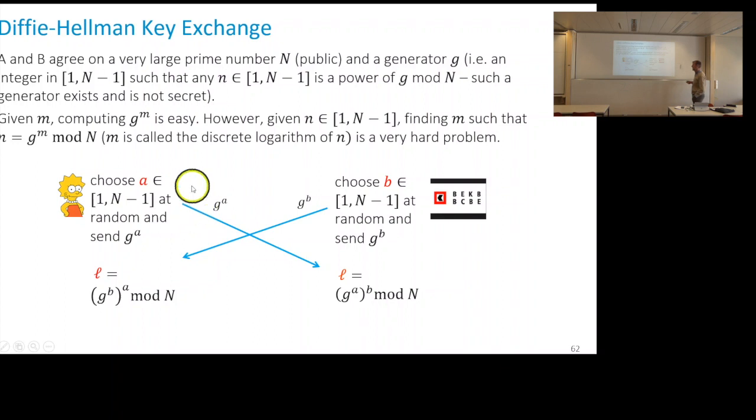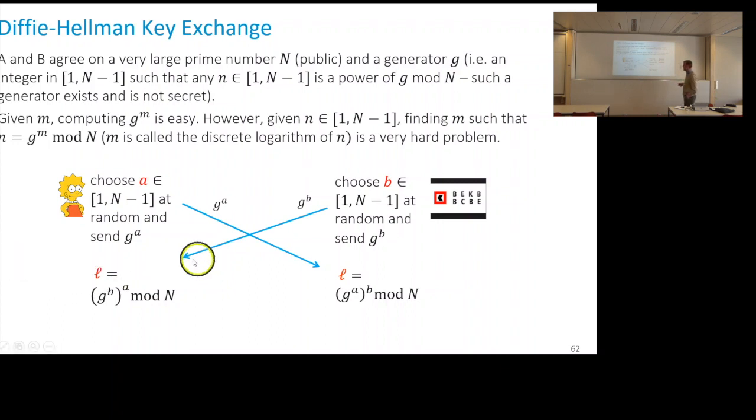This is not your secret. This is just a number that we use to create a secret. The other side does the same, but probably will end up with another number B because it's chosen randomly, and sends only g to the power B. Then I know A, which is my secret. I keep this secret, I will never send it to anyone.